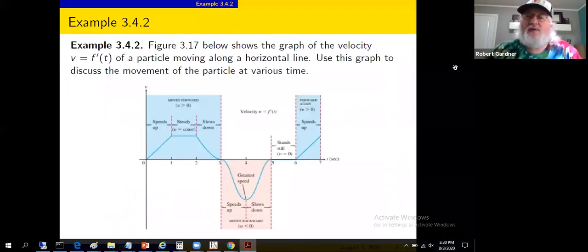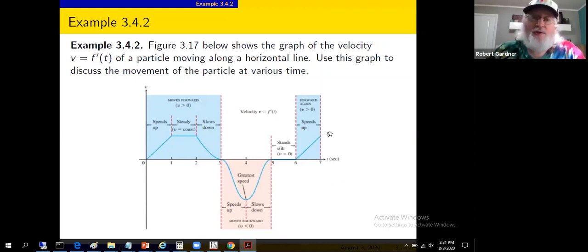Okay, they give you this image. They say this figure shows the graph of the velocity v equals f prime of t of a particle moving along a horizontal line. So you would want to visualize a horizontal line with a particle moving back and forth along that line. Use this graph to describe the movement of the particle at various times. This blue curve here is the velocity function.